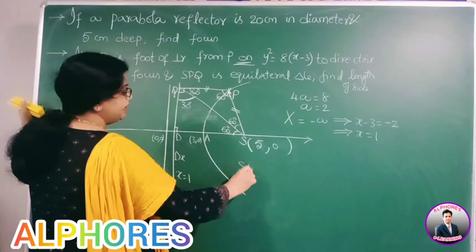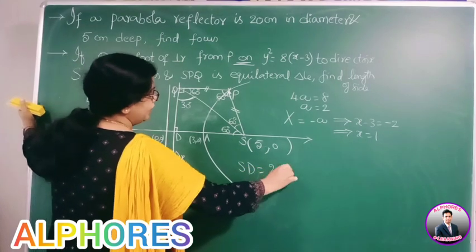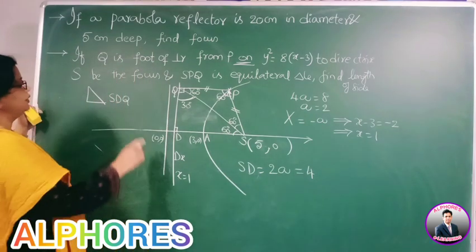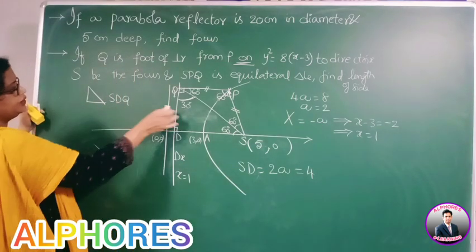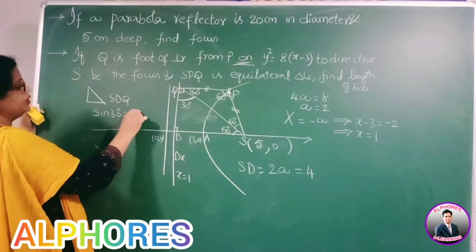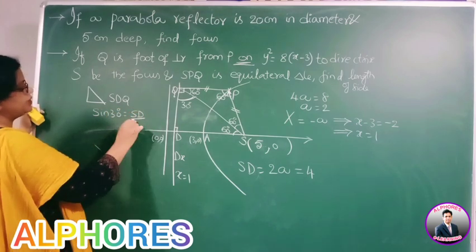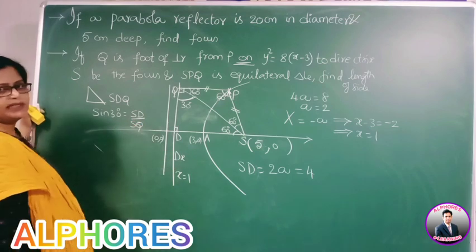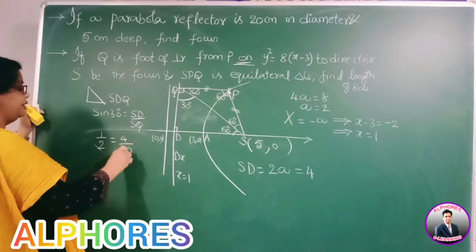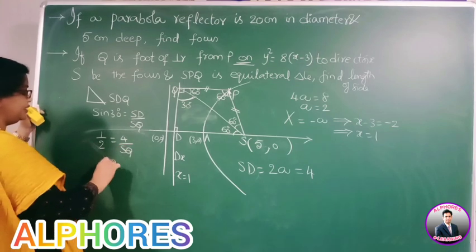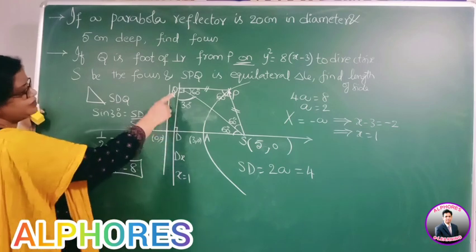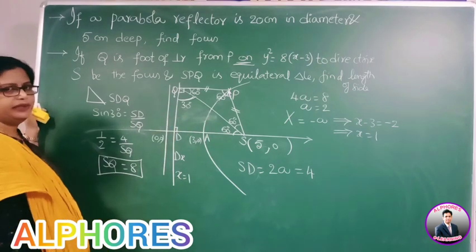So SD is nothing but 2a, and a value is 2, therefore this value is nothing but 4. Therefore I am taking sine 30 degrees. Sine 30 degrees is nothing but SD divided by SQ. So SD is 4, this is 1 by 2, and this is 4 by SQ, and hence SQ value is exactly 8. Therefore students, the length of the side is nothing but 8 units.